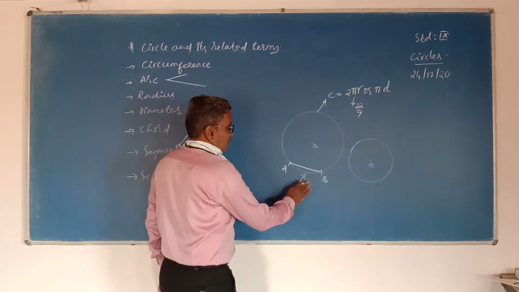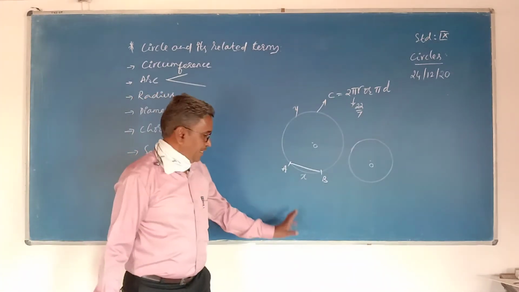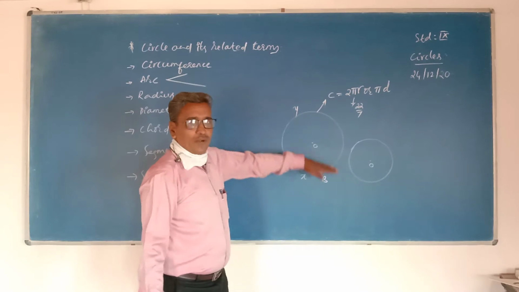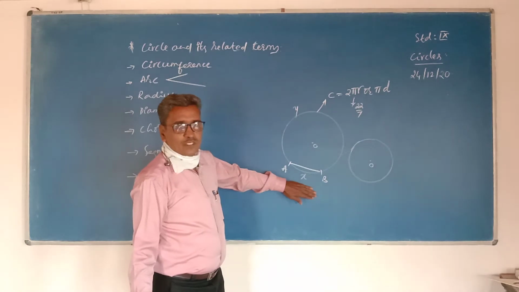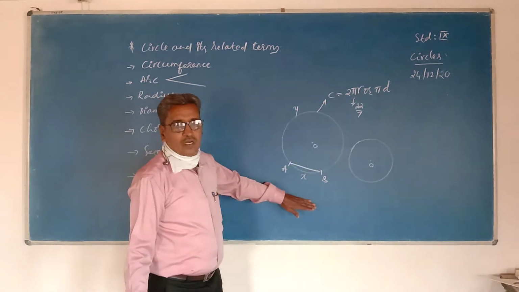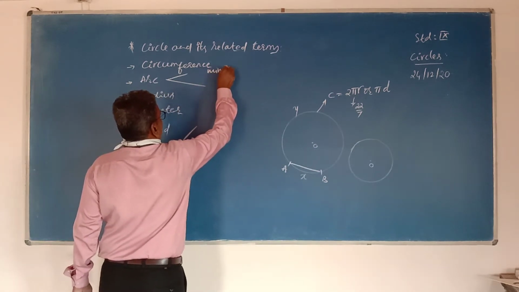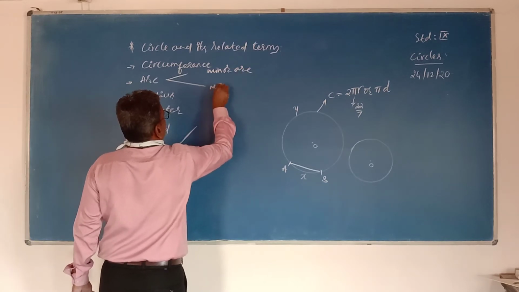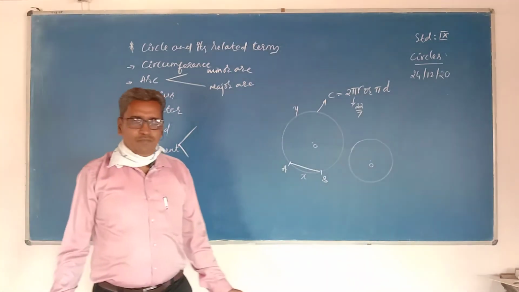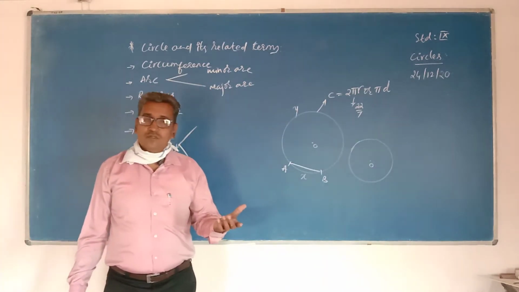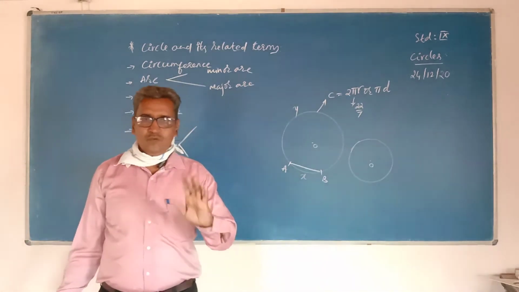Now the remaining part of the circumference is AYB. AXB is a part of the circle, and AYB is also a part of the circumference. So these are two arcs. AXB is smaller than AYB, so it is called the minor arc, and AYB is called the major arc. Can you understand that? So two points on the circumference divide the circle into two arcs: one is minor, one is major.